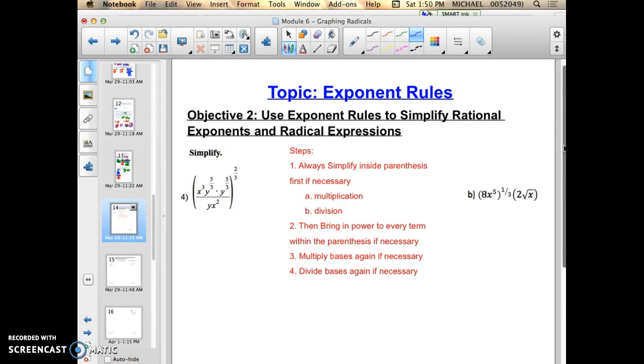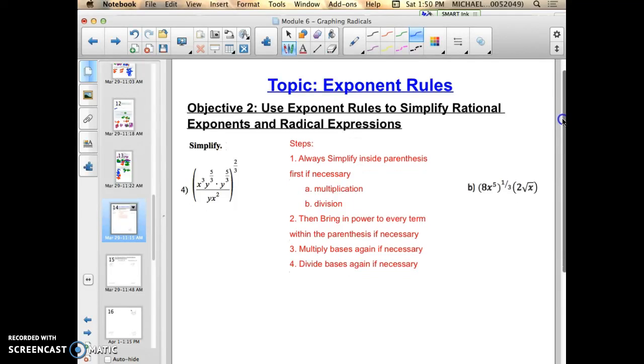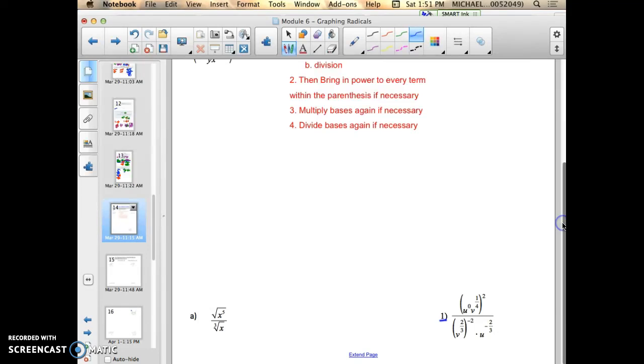I've listed steps in red that are very useful to follow step by step if one of these problems presents itself like this. But the challenging thing with this objective is that all of these problems present themselves differently, so you just have to know the properties and apply them. I'm going to do example A, and then example B, and then I'm going to ask you to do two on your own to try your knowledge.